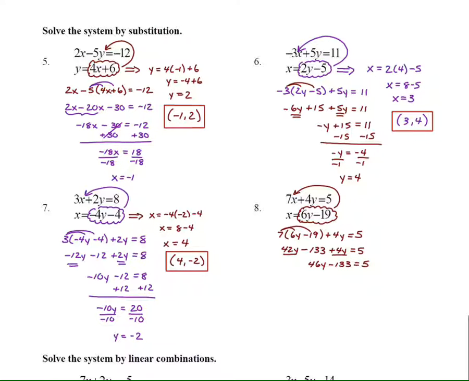Then I'm going to solve for y. So add 133 to both sides. So I get 46y equals 138. Divide both sides by 46. Y is going to be 3. So now I have my y value.